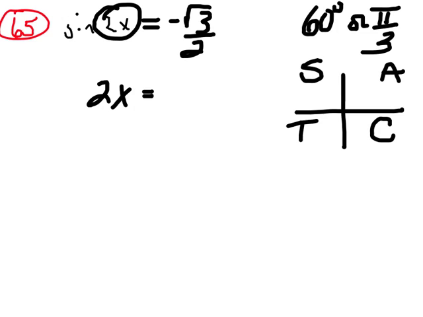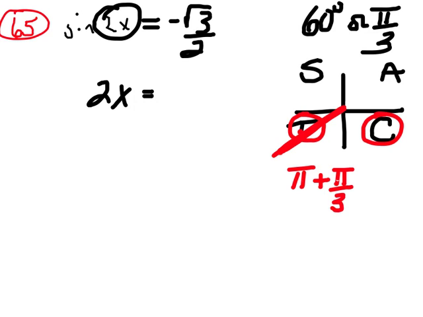The sine would be negative here in the third and fourth quadrants. So let's go ahead and figure out what the angle would be in the third quadrant. In the third quadrant, it would be pi plus pi over 3, which is in radians what it would be. So that's 3 over 3 pi, if I just get a common denominator, plus pi over 3 would be 4 pi over 3. So I have 2x is 4 pi over 3.